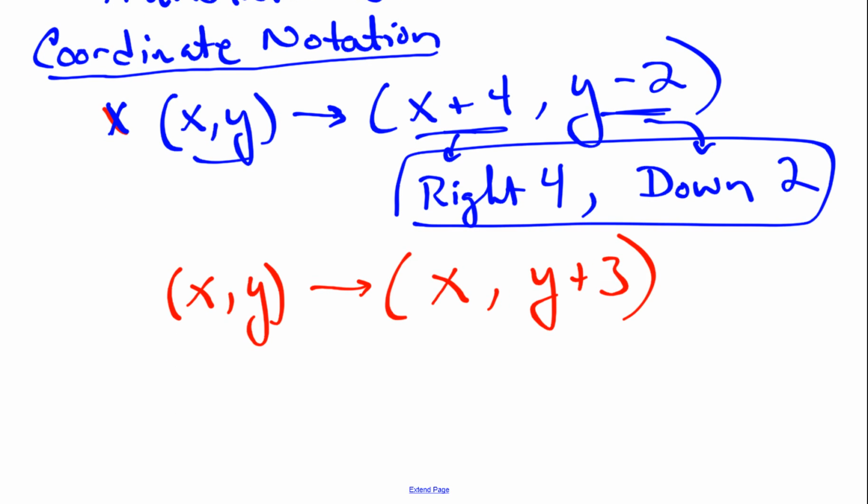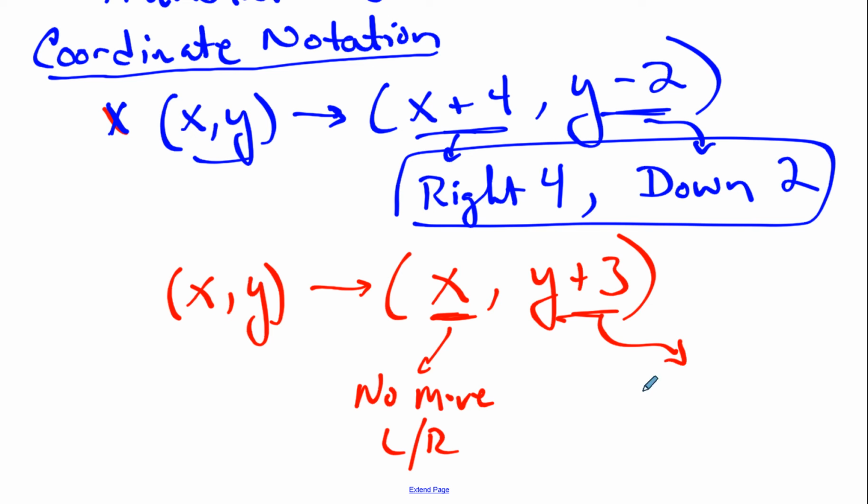In our second example of coordinate notation, this one here, the x has no plus or minus, which means it stays put. There's no movement left or right on this one because there's no number being added or subtracted from the x. So the only move on this would be the y is a plus 3, which means it moves every single point up 3 locations, or up 3 spots.